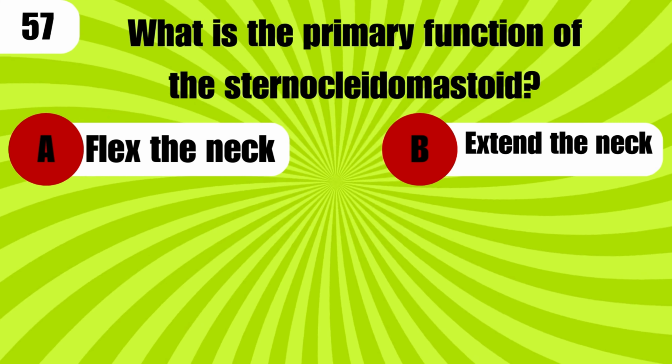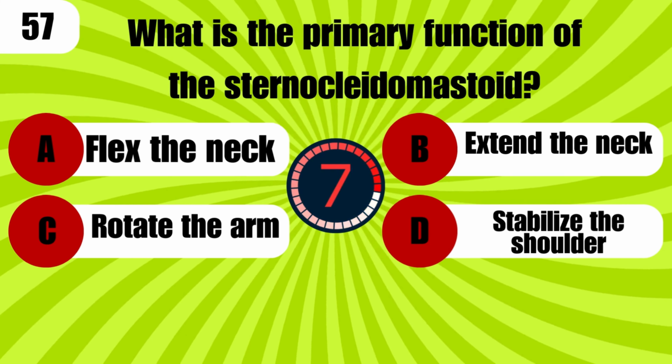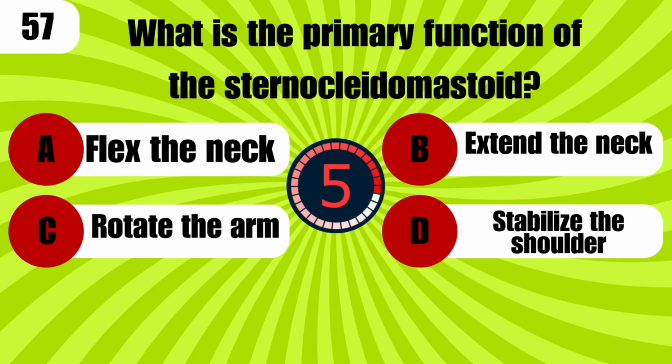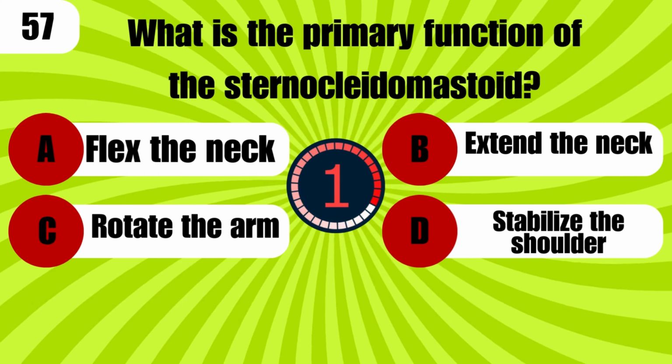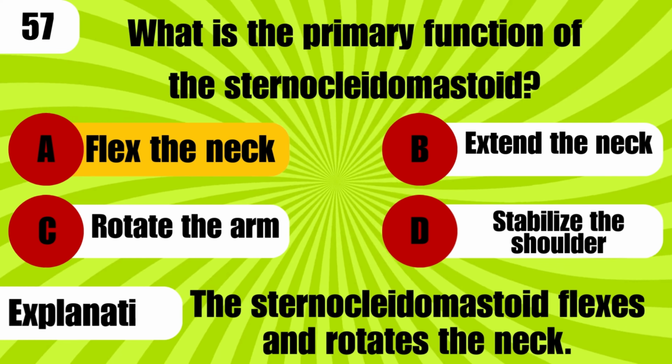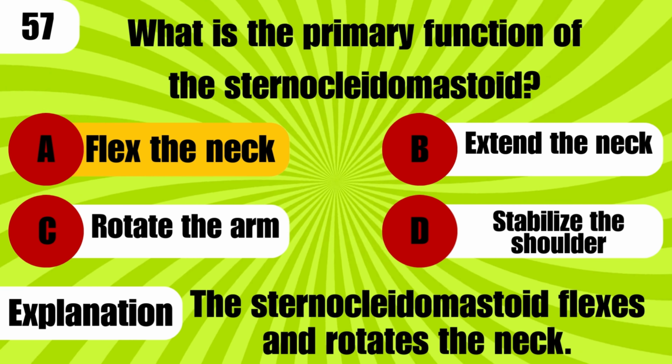What is the primary function of the sternocleidomastoid? Flex the neck, extend the neck, rotate the arm, stabilize the shoulder. The sternocleidomastoid flexes and rotates the neck.